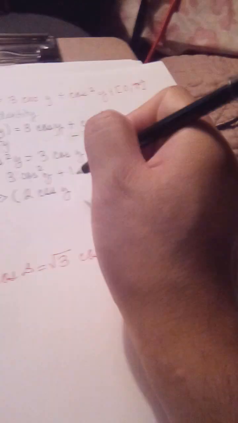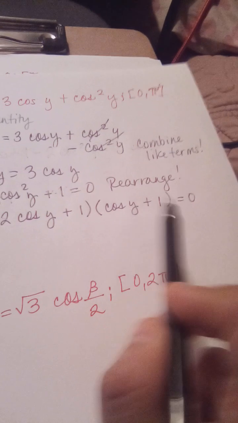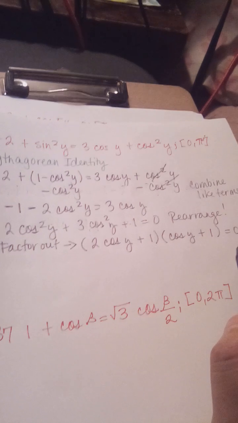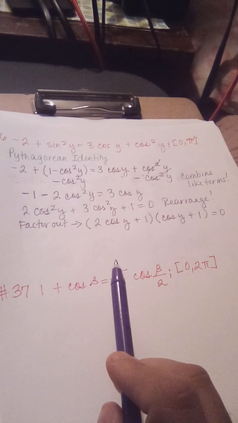So we have 2 cosine y plus 1, parentheses close, and then 2 separate factors: cosine y plus 1 set up to 0. So we have 2 cosine y plus 1, close parentheses, open parentheses, cosine y plus 1 equals 0. And then, any questions so far on this part? It's a little bit confusing, but forgive me, the steps will come into fruition, okay? All right. Then we can figure out this.